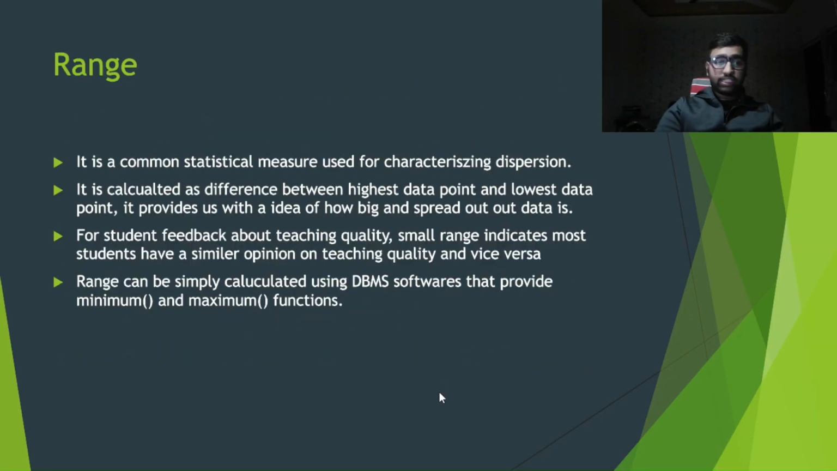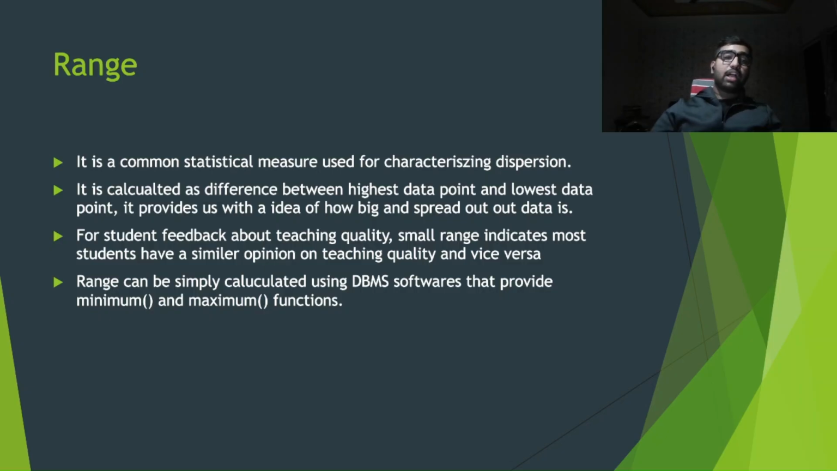So moving on with the solution, the first statistical measure is range. It is a common statistical measure used for characterizing dispersion. It is calculated as the difference between the highest data point and the lowest data point. It provides us with an idea of how big and spread out our data is. So basically what range is, if we arrange all the data values in an ascending order, then the difference between the values at two extremes would be my range.